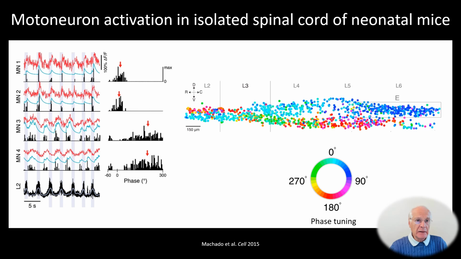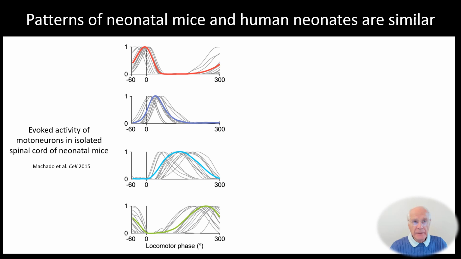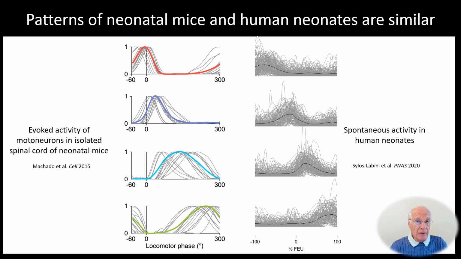And this is the map of 1,000 motor neurons in the lumbar segments L2 to L6 of the spinal cord. Each motor neuron is color-coded based on the phase tuning. When they factorize the firing rates of all recorded motor neurons, they found that four temporal patterns explain most of the data variance. Strikingly, the patterns that they discovered are similar to those of human kicking neonates. Therefore, the basic modular organization of commands for locomotor-like activity is conserved in the evolution of vertebrates.